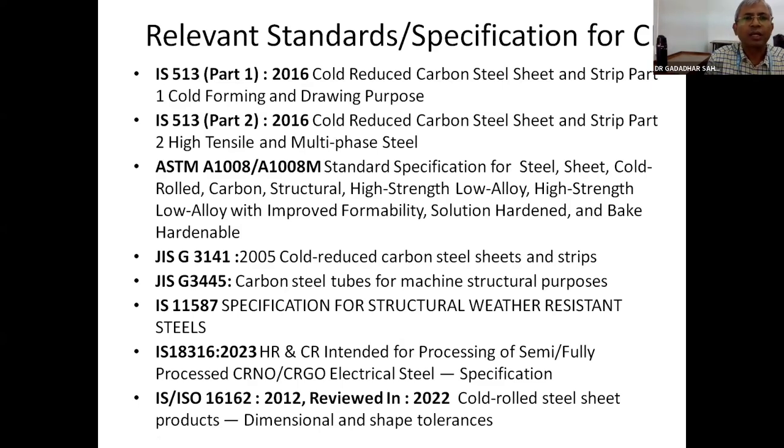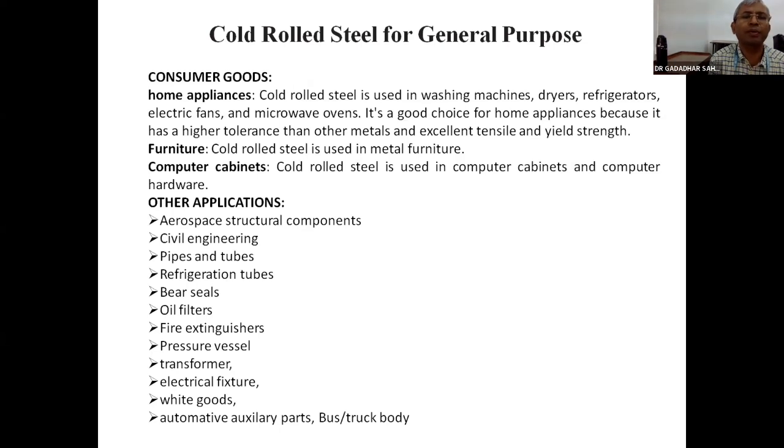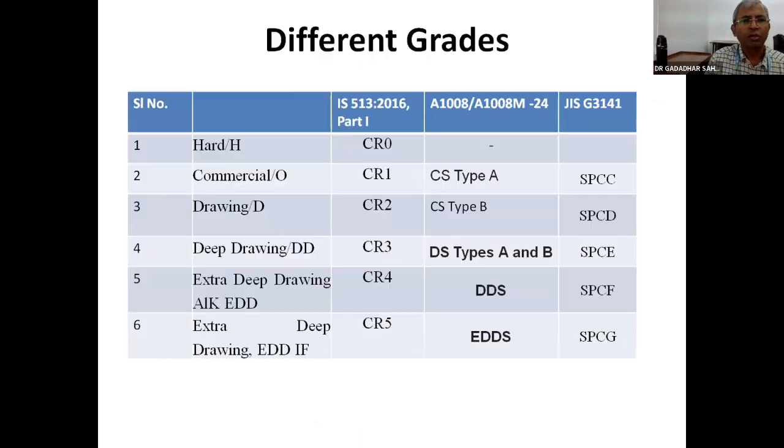Now coming to cold rolled steel for general purpose. CMO people are much aware that it comes under consumer goods, home appliances, furniture, computer cabinets, etc. Other applications are aerospace, civil, pipes and tubes, refrigeration tubes, bearing seals, oil filters, fire extinguishers, so many things, and electrical fixtures also. White goods are obviously covered under home appliances. Then automotive auxiliary parts, bus, truck, body, many things. CR products are used for general purpose.